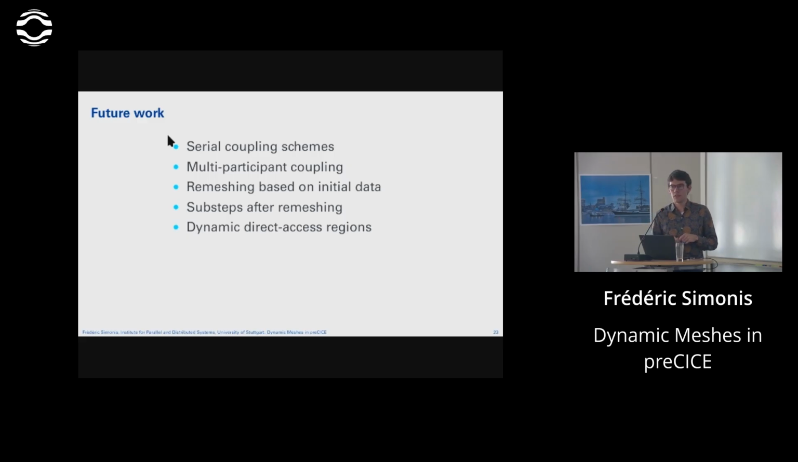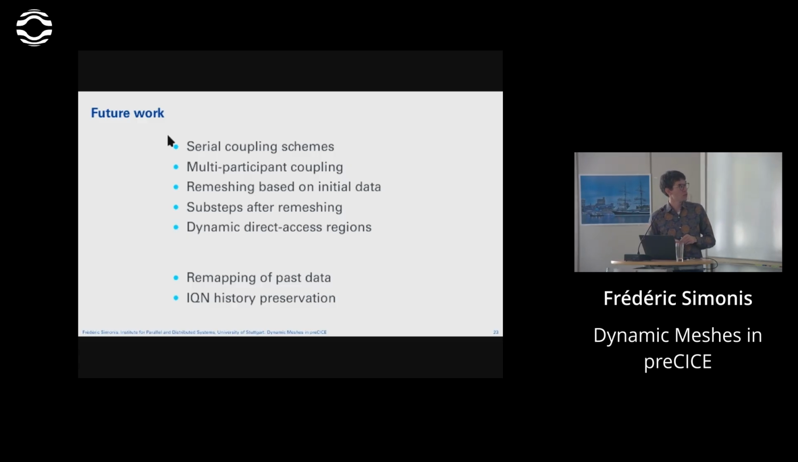Some other things that are on the nice-to-have list are substeps after remeshing, which could be interesting for higher order time interpolation, and dynamic axis regions. This is both from the standpoint of changing your region of interest, as well as dealing with directly accessed mesh that is being remeshed. So these are still in the works.